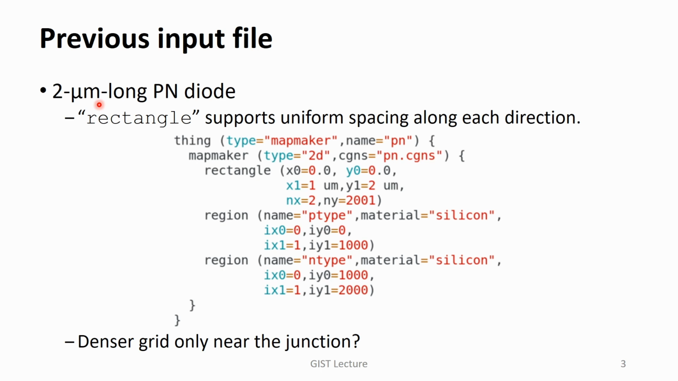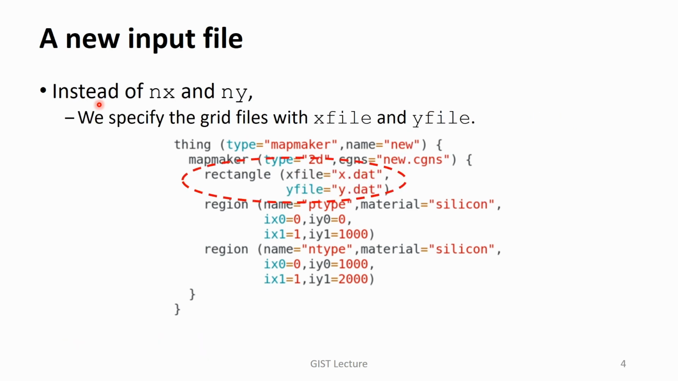Usually, we want to have a fine grid near the junction. However, for a point far away from the junction, maybe 1 nanometer spacing is too small. In a newer version of the G device, another way to generate a rectangular shape is introduced.